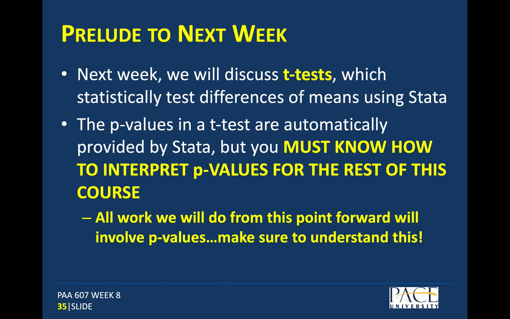So I want to give you a little prelude to next week as well. Next week we're going to talk about something called t-tests. With t-tests, we're statistically testing the differences of means using Stata. So if we want to statistically test whether the mean math SAT score is greater than 500, we can run that test in Stata, and we'll get a p-value just like we talked about tonight. The p-values in a t-test are automatically provided by Stata. But the reason I introduced them to you tonight is that you need to know how to interpret p-values for the rest of this course. So make sure you understand what a p-value is before you jump into next week's lecture and the week after that. All the work we're going to do from this point forward will involve p-values. It's critical to know this. Even though we're not using Stata this week to test it, we will be next week, and we're going to use p-values for the rest of the semester. So please make sure you know this.